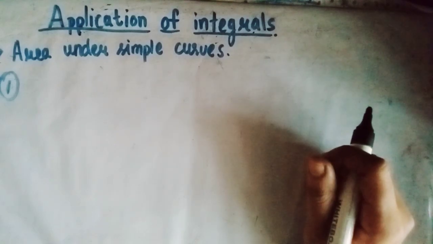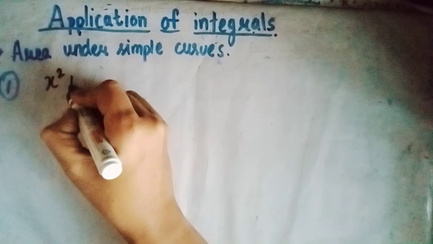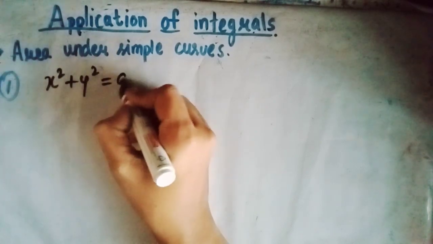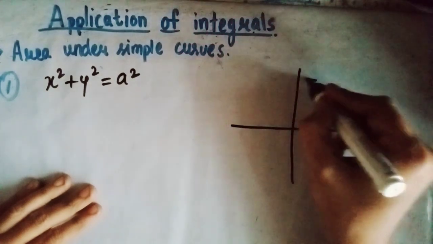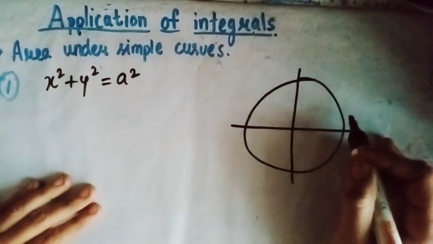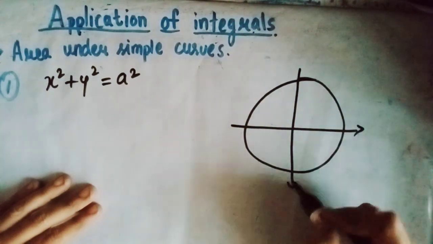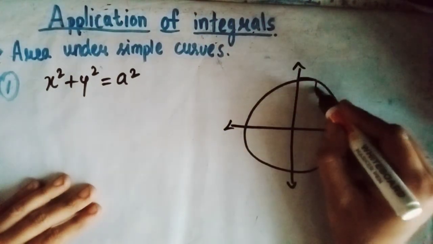Now let's solve some problems. Find the area enclosed by the circle x square plus y square equal to a square. First you draw the figure. So this is your circle. It's up to you which strip you want to consider, y or x. So first I am going to consider the y strip.